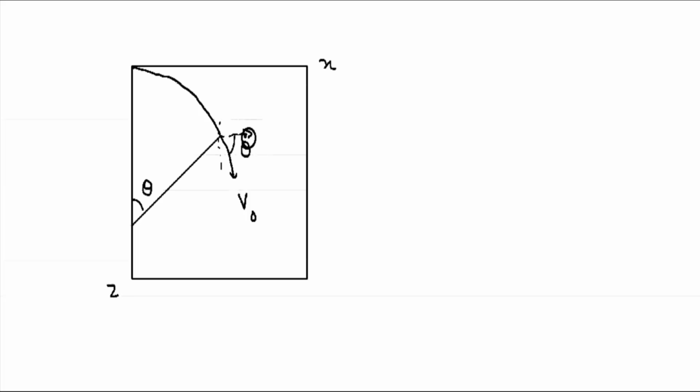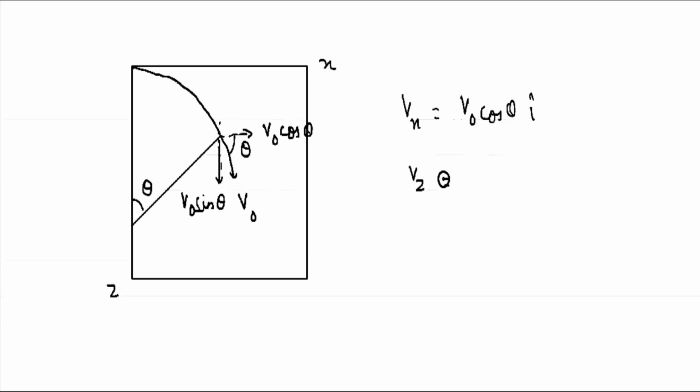What is the component of velocity in this direction? It would be v naught cos theta. What is the component of velocity in this direction? It would be v naught sine theta. So this velocity is in which direction? The x direction. So the velocity in our x direction would be v naught cos theta i cap, and the velocity in our z direction, because this is our z direction, would be v naught sine theta k cap.